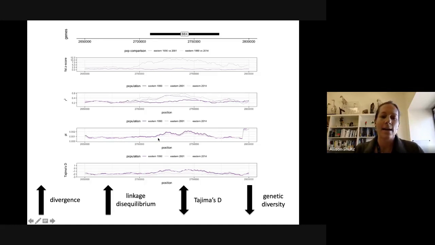We also see reduced genetic diversity in this latest time period, and we see reduced Tajima's D as well.